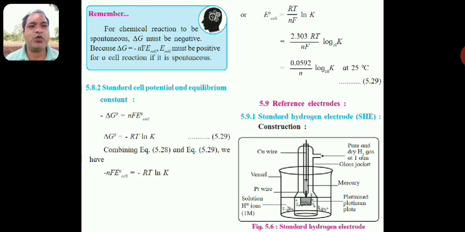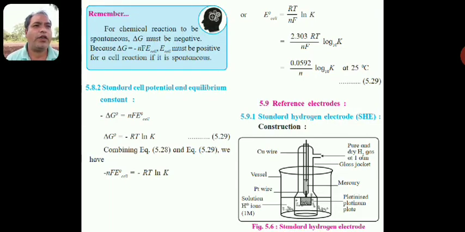By combining these two equations, the left hand sides of both equations are the same, so the right hand sides also become the same. These are mathematical rules. So minus nFE0 of cell is equal to minus RT ln K, or the same equation we can write E0 of cell is equal to RT divided by nF ln K. This is just a rearrangement of this equation.